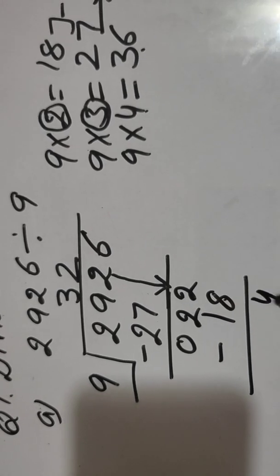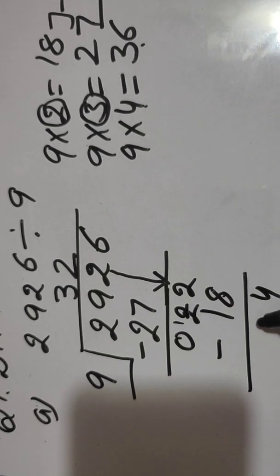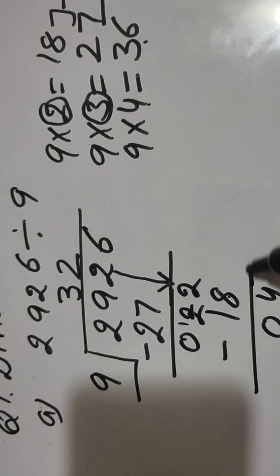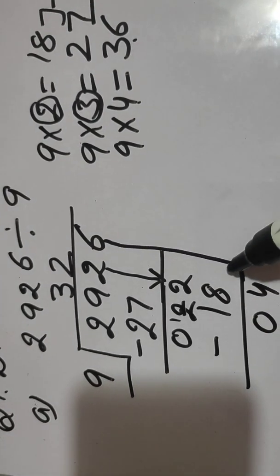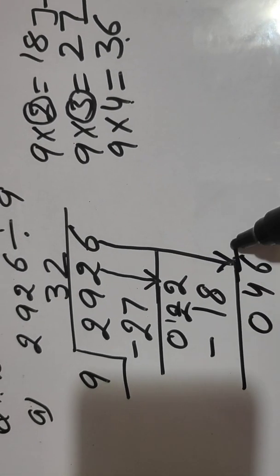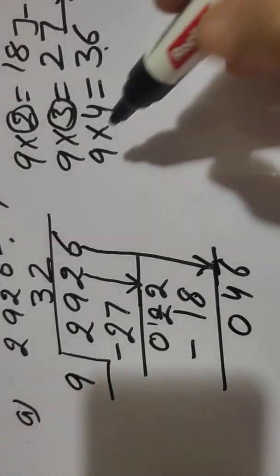12 minus 8 is 4. Here remains 1. 1 minus 1 is 0. Remainder is 4, but one more digit is left. We will bring down this. Now it becomes 46. Now read the table.